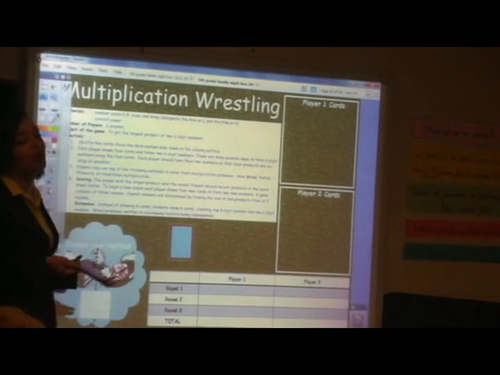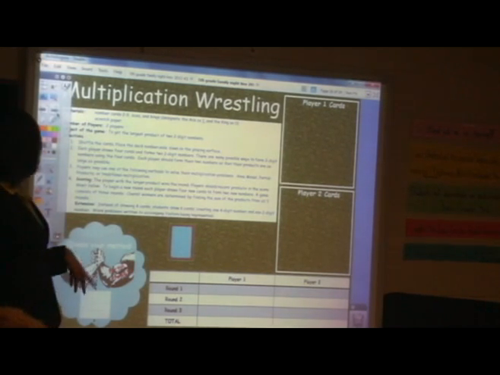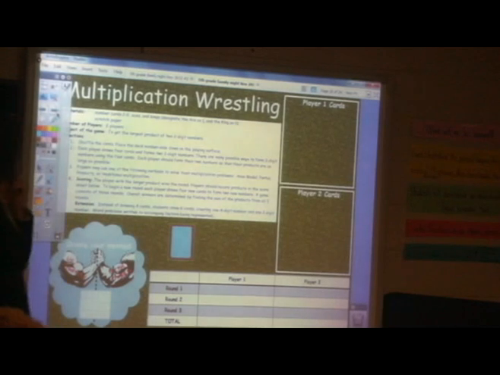2 players, and your whole goal is to get the largest product. You want your kids to be able to think strategically. When I flip these cards, what place should I put this number to get the greatest product? So if you flip a 1, you don't want to put that in your greatest place value. You would want to put a big number there. The directions: shuffle the cards, place the deck, number side down on the playing surface.